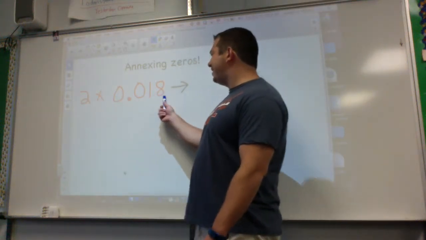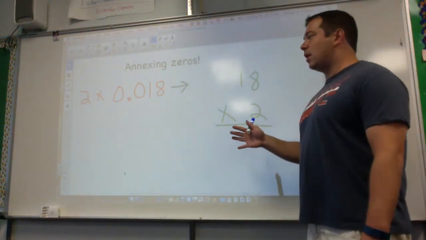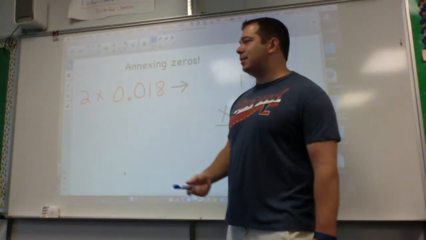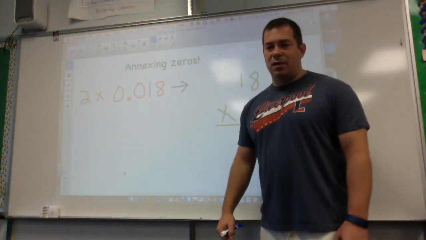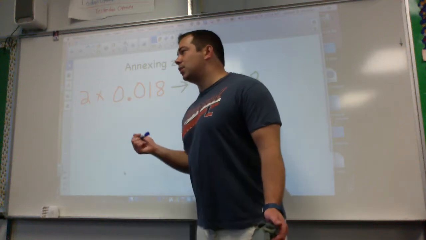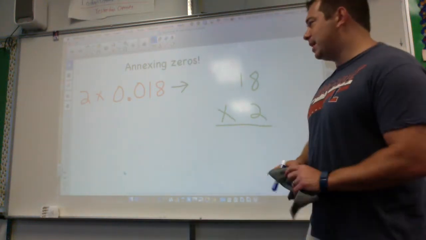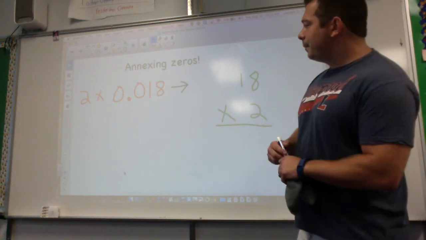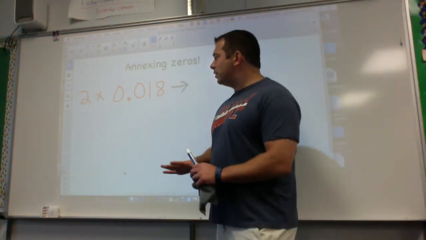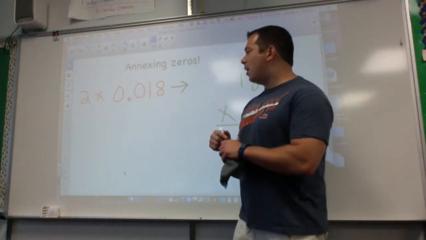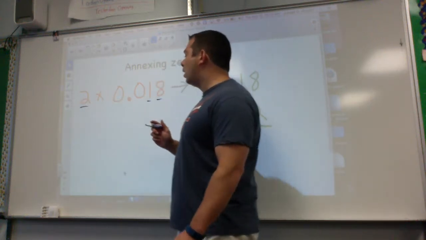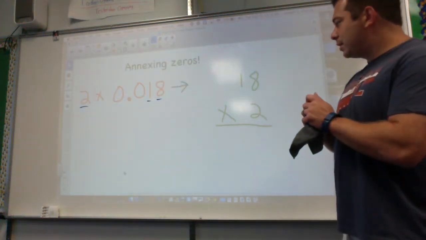2 times 18 thousandths. All right, so this is a real small number. If I were to round this to the nearest whole number, it'd be 0. All right, so can't really round this because 2 times 0 is 0. So my answer will be close to 0, but it's going to be definitely above it. All right, so I'm going, which one has the most digits? We're going to ignore these zeros for now. 2 digits, this one has 1. So my 18 is going to be on top.